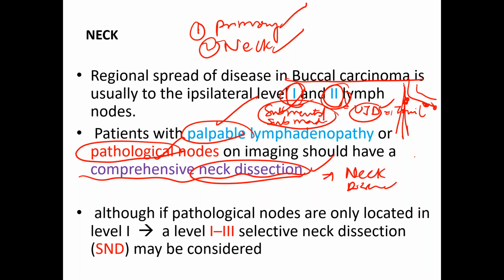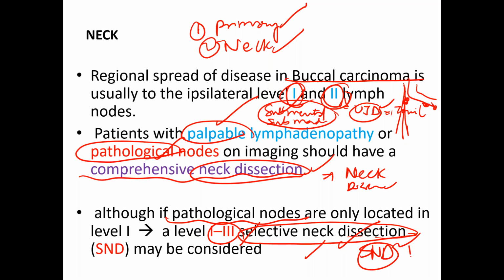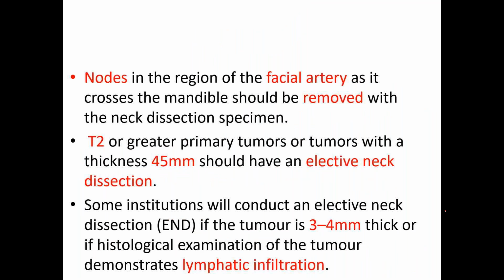If pathological nodes are there, there is something called selective neck dissection, levels 1 to 3. Just remember the words selective neck dissection, 1 to 3. Whichever lymph nodes are involved, you can go for selective neck dissection. Also consider nodes in the region of the facial artery, which arises from the carotid triangle and travels like this over the buccinator. There are nodes on this facial artery, so they have to be removed. Keep that in mind.